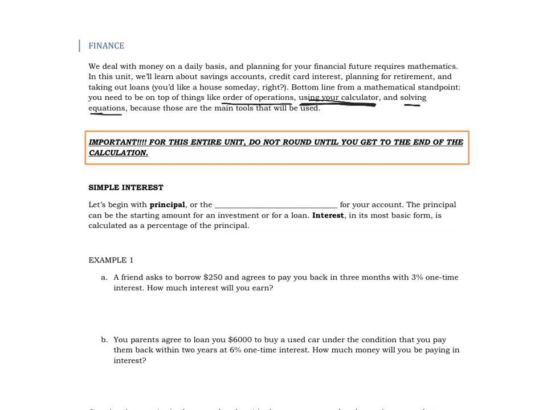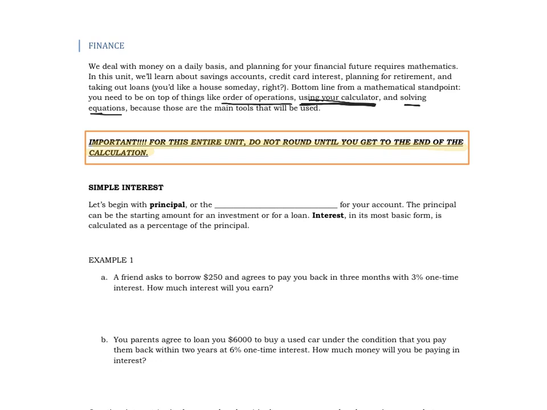Another important note, except for one little chart that we're going to do with compound interest, for this entire unit, do not round until you get to the end of the calculation. Now, I know that some of you are going to ignore me on this, but do that at your own peril. If you round too soon, it's going to give you what's known in the math world as the wrong answer. So we're going to start off with simple interest.